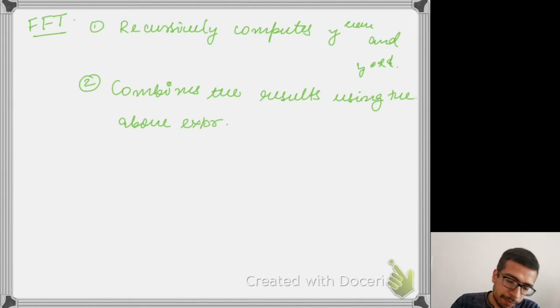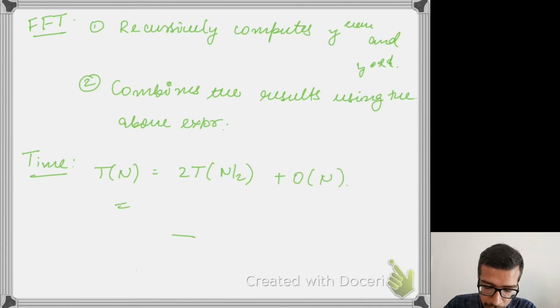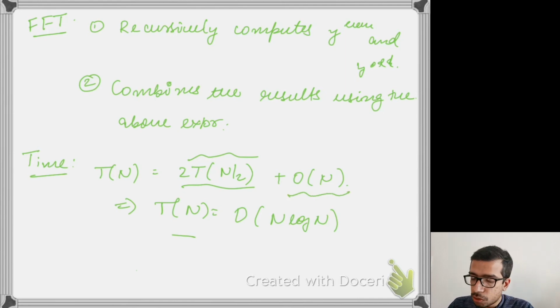So the total time t of n is twice t of n by 2 plus order n. So this solves to Tn is order of n log n. Why 2 Tn by 2? Because for each of the recursive calls to even coefficients and odd coefficients, the time is t of n by 2, and then there is an order n time to combine the terms. So the total time is order of n log n.